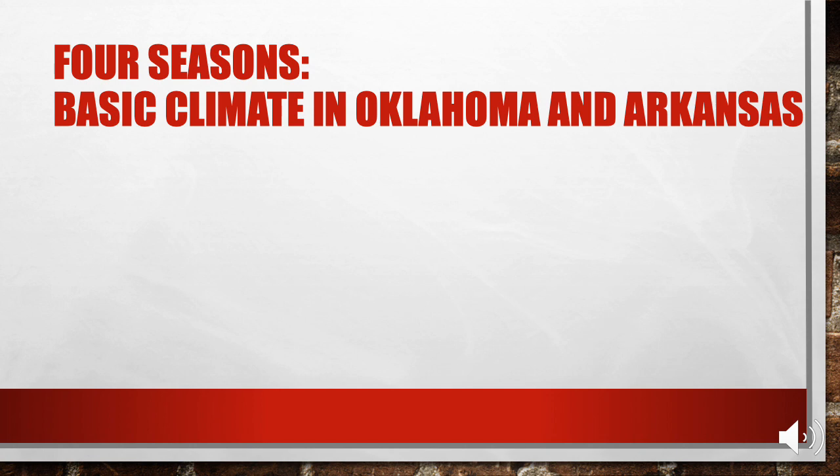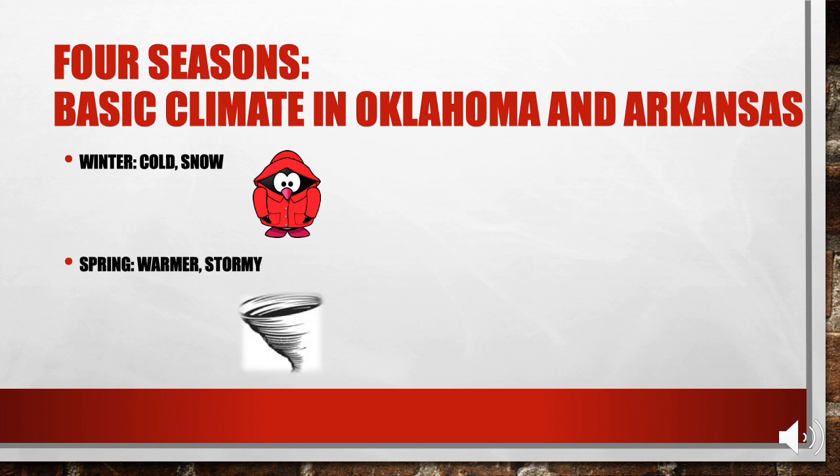The four seasons come with their own weather conditions that usually happen within them. A region's climate is tied very closely to the seasons. In Oklahoma and Arkansas, winter is typically characterized by cold weather and wintry precipitation types, like snow, sleet, and freezing rain. As the calendar moves into spring, temperatures start to warm up with the increase in solar radiation, and we also enter our stormy season.